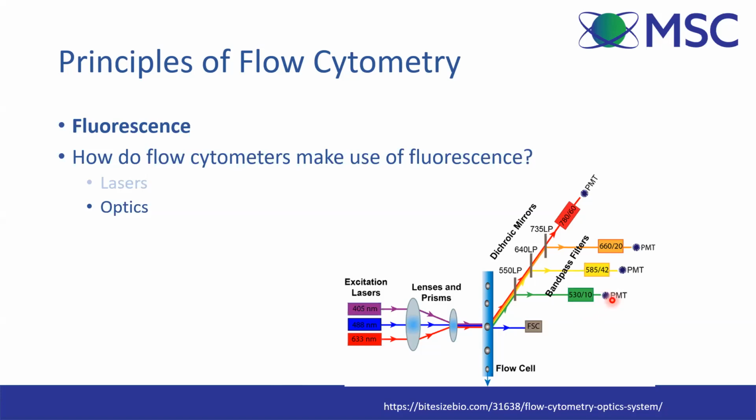The light then reaches the PMT, or the photomultiplier tube. The PMT is struck by the photons of light, and it can convert these photons to electrical signals, and the software then can interpret these electrical signals and decipher them into dots on your dot plots.